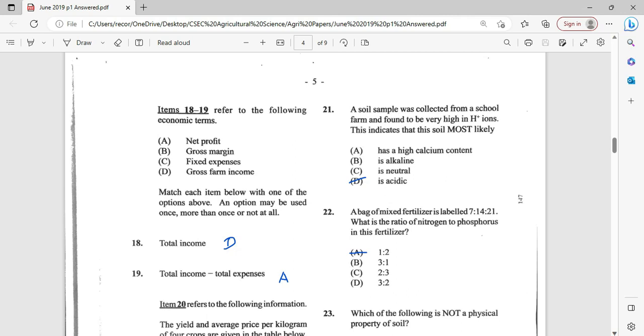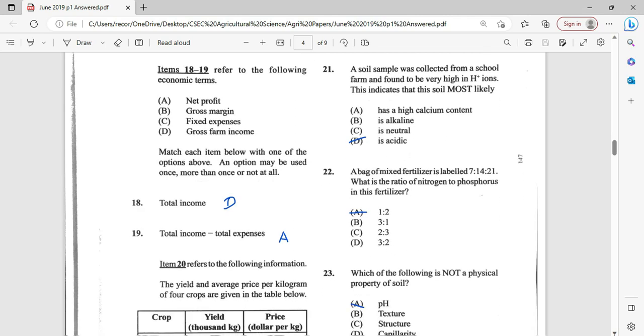Items 18 to 19 refer to the following economic terms: net profit, gross margin, fixed expenses, gross farm income. Match each item below with one of the options above. An option may be used once, more than once, or not at all. So total income is going to be your gross farm income. Number 19, total income minus total expense is going to be your net profit. So the letters beside them indicate the response.